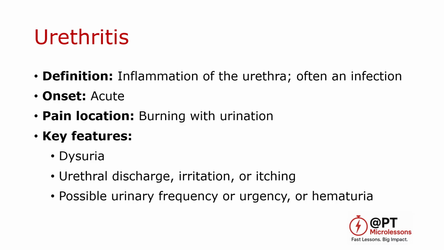Let's look at urethritis. Urethritis is an acute inflammation of the urethra, often related to infection. Pain is more localized to the urethra, and patients typically report burning with urination. Key features include dysuria, urethral discharge, and irritation or itching. Some cases present with urinary frequency or urgency or hematuria. A helpful thing to remember is that suprapubic pain is typically minimal or absent, which helps distinguish this from kidney and bladder involvement. The triad is dysuria, urethral discharge, and localized urethral irritation.